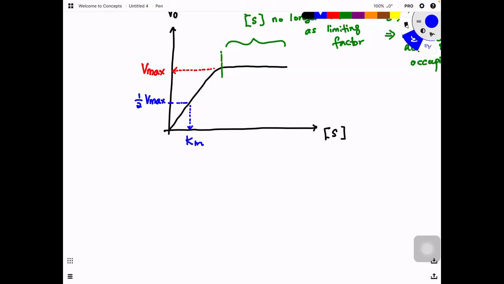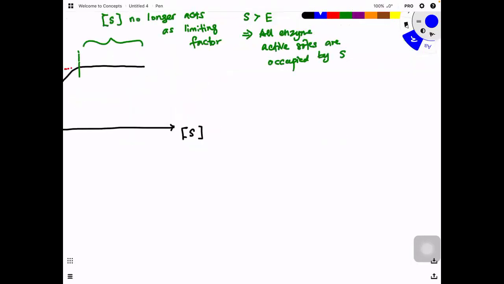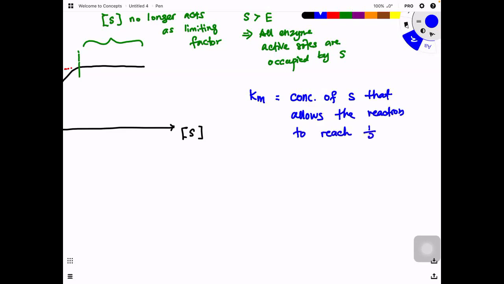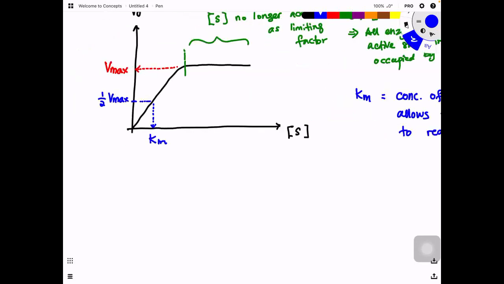So what is Km? Km is a constant. What is this constant about? Km is equal to the concentration of substrate that allows the reaction to achieve half of the maximum rate of reaction. Are you clear? It means if I use this concentration of substrate, I will be able to achieve half of the Vmax, so I will have half of the maximum rate of reaction.